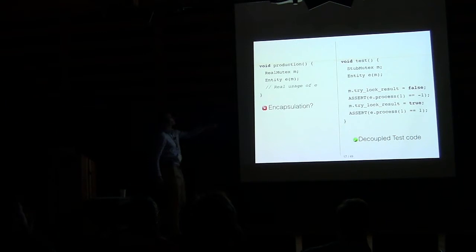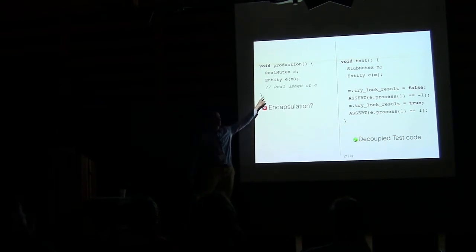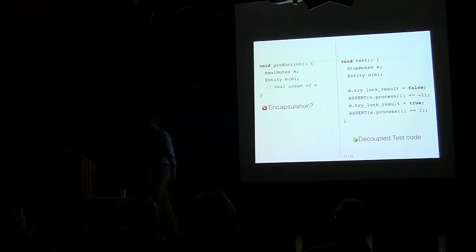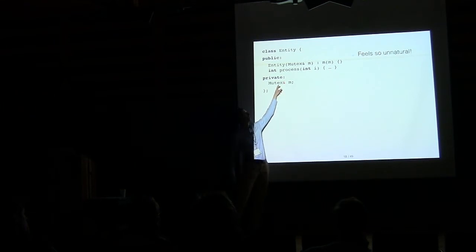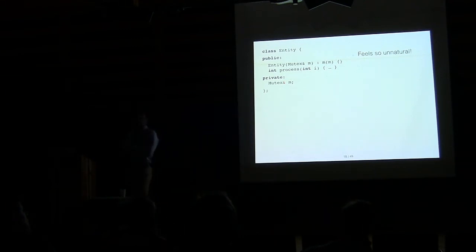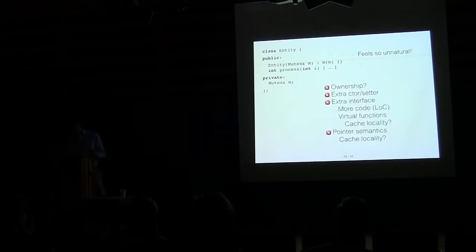But still, in the production code, there's nothing which prevents any other production usage to reuse or misuse the mutex, right? Somebody has to own that mutex. And this is something problematic with encapsulation. So what happened here is that instead of a single containment, we introduced a reference. And this is something which feels really unnatural, because what we have done, we have torn apart some otherwise extremely cohesive things, the mutex and the entity. That mutex is totally the internal thing of that entity. So ownership is a bit violated, right?